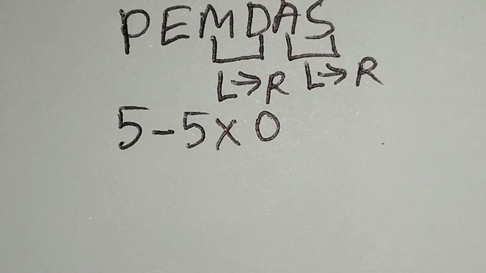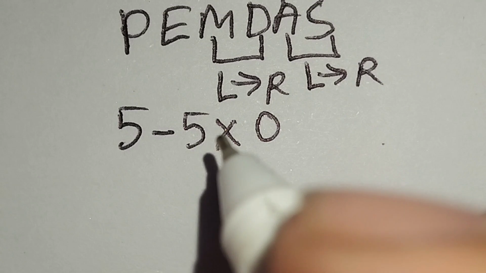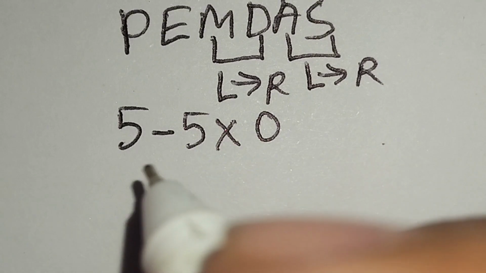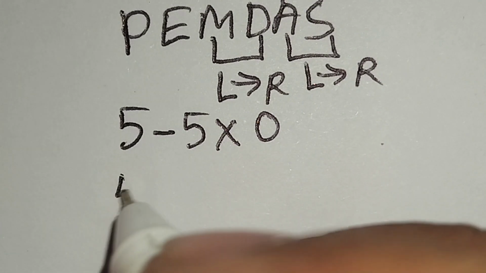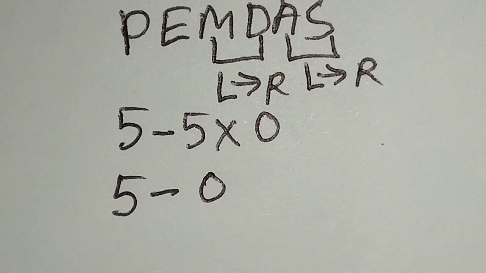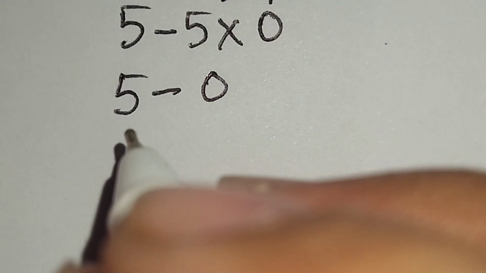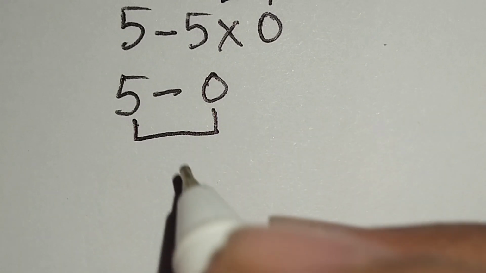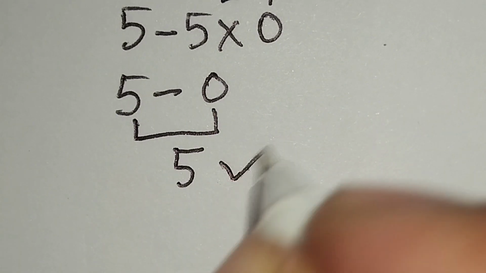According to the order of operation, now I have to work with this multiplication. Here this 5 minus 5 times 0 gives us 0. 5 minus 0 gives us 5. And this is the correct answer.